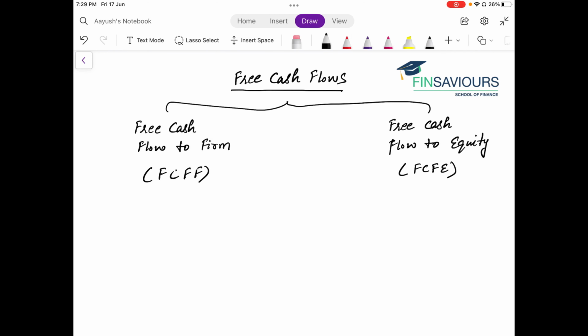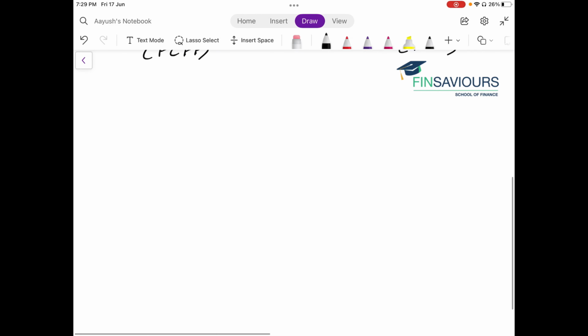Now, let's go on to the computation. How do we compute FCFF? What is the starting point of FCFF? Let me ask you this question. You might be dying to tell me the answer, right? Because that is what we know. We have read it in our theory, we have read it in academics. Earnings before interest and tax, EBIT, right?